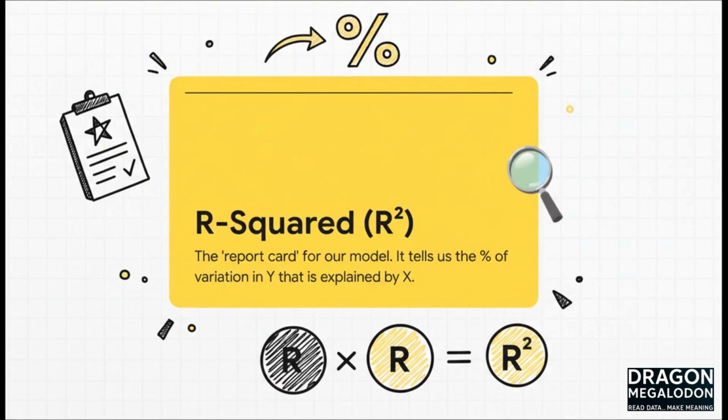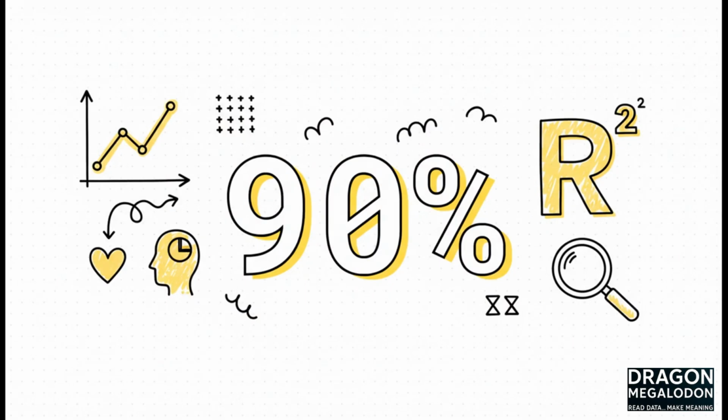And the math is super easy. You just take your R value and square it, multiply it by itself. The number you get tells you what percentage of the variation, or the story, in one thing is explained by the other. Let me give you a real-world example.